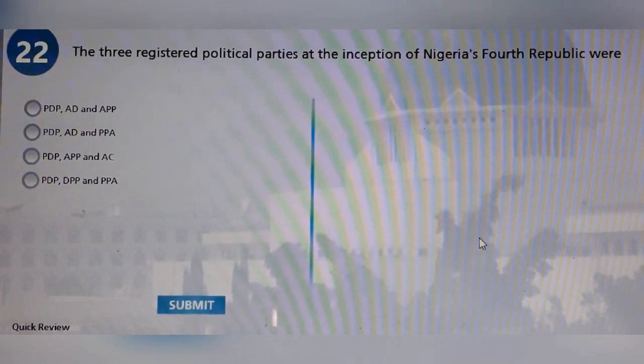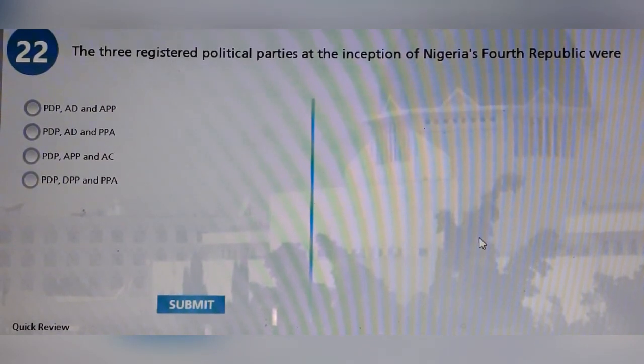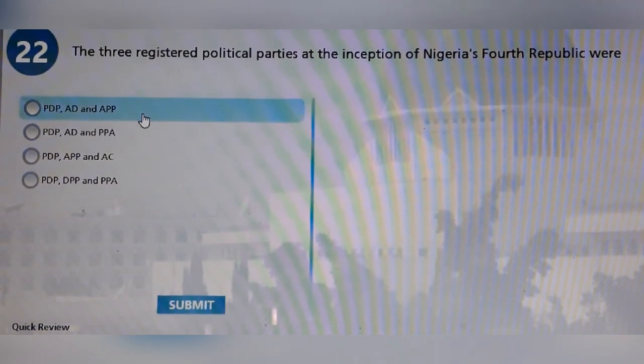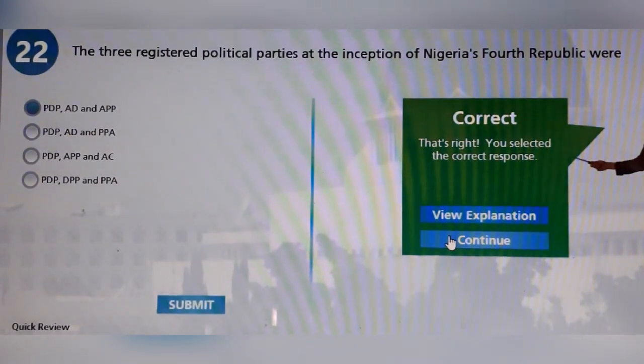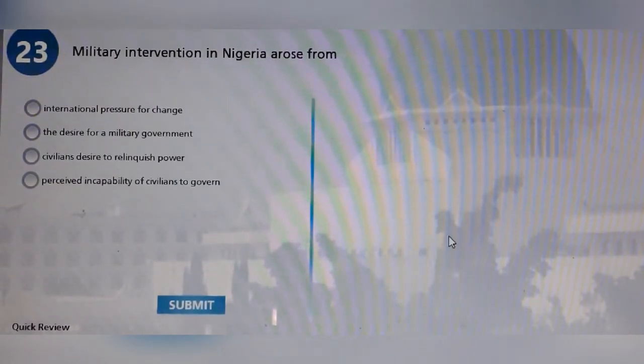Let's move over to number 22. Number 22 says the three registered political parties at the inception of Nigeria's Fourth Republic were A, PDP, AD, and APP, B, PDP, AD, and PPA, C, PDP, APP, and AC, and D, PDP, DPP, and PPA. Of course, we know during Nigeria's Fourth Republic, the three parties were PDP, AD, and APP. That's correct.